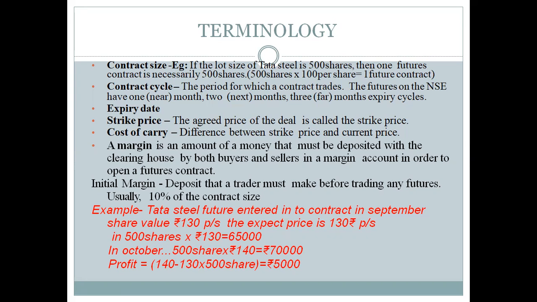It is obligatory on both the parties. Here we are buying a contract, so the seller has to exercise this contract. In the month of October, it has become 140. So here the price will be 500 shares into 140 per share, 70,000. What is our profit? It is 140 minus 130, 10 rupees into 500 shares, 5,000 rupees we are gaining from this future contract.